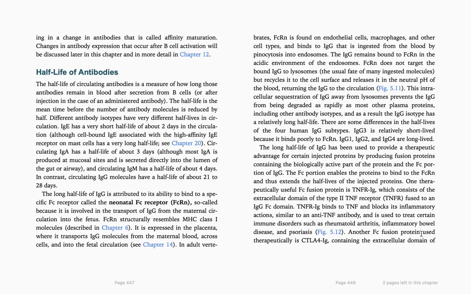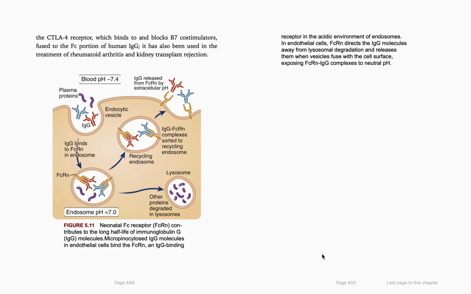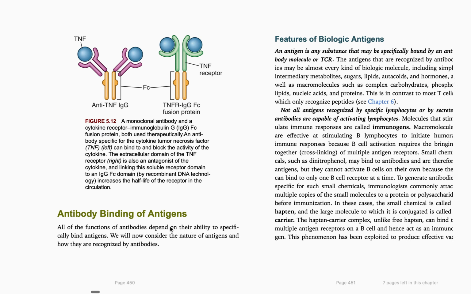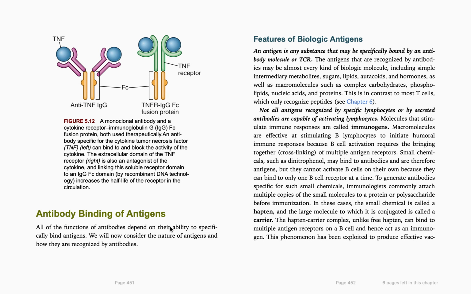Another Fc fusion protein used therapeutically is CTLA4-Ig, containing the extracellular domain of the CTLA4 receptor, which binds to and blocks B7 costimulators, fused to the Fc portion of human IgG. It has also been used to treat rheumatoid arthritis and kidney transplant rejection. So this is how the neonatal Fc receptor contributes to the long half-life of immunoglobulin IgG. We continue.